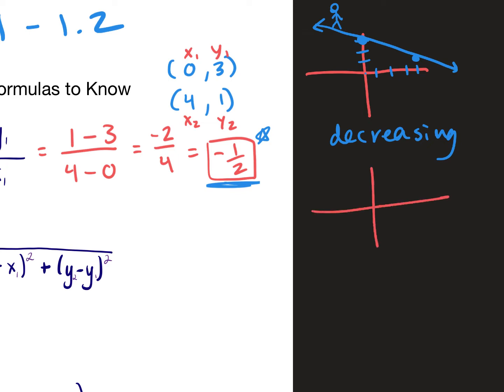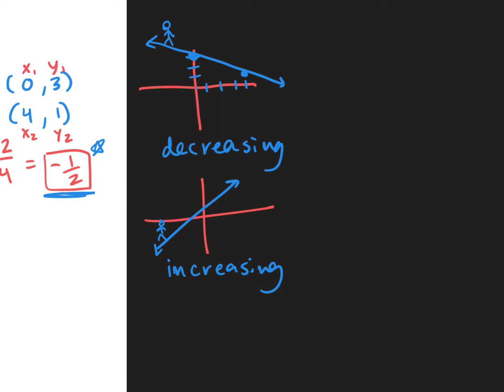So if our line were going upwards and we would be walking uphill going from left to right, that would be an increasing slope, so that would be positive. What about if my slope just went up and down? What type of slope would this have? Undefined. Perfect.